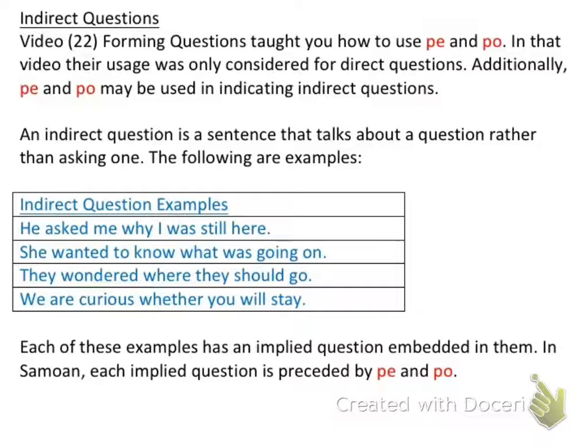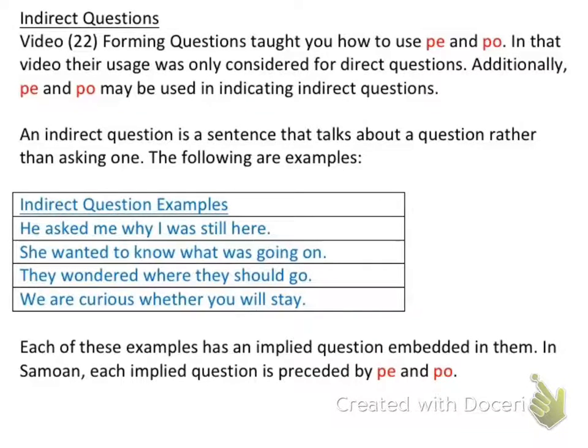She wanted to know what was going on. She had a question, what was going on, but it's not a direct question, it's just an indirect question. There's a question being implied, okay? They wondered where they should go, and we are curious whether you will stay. So hopefully these examples show you what an indirect question is if you were having trouble before. Each of these examples has an implied question embedded in them.